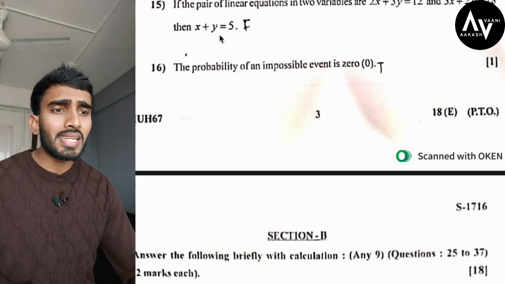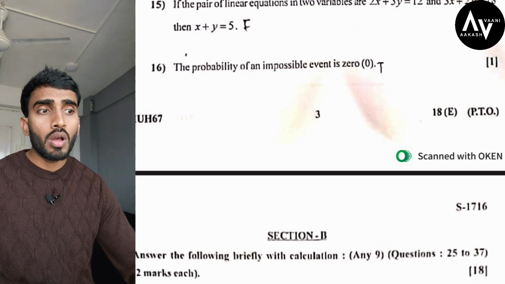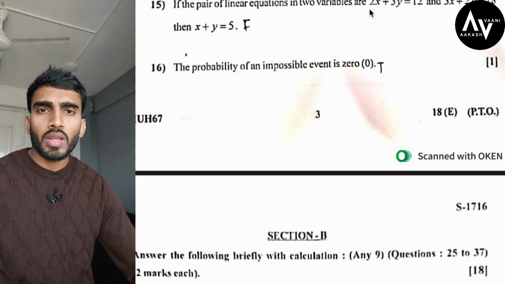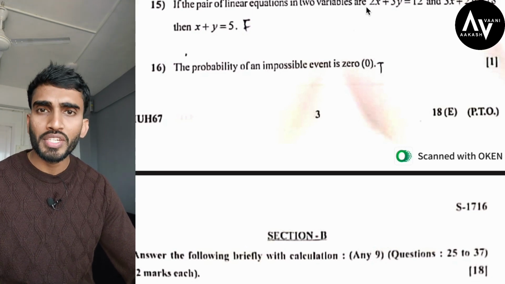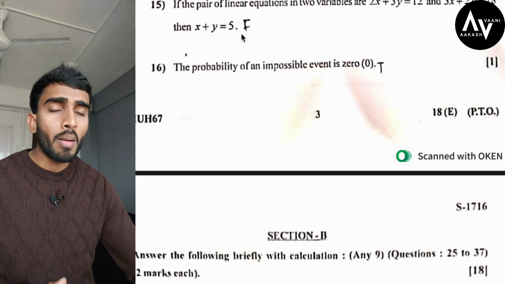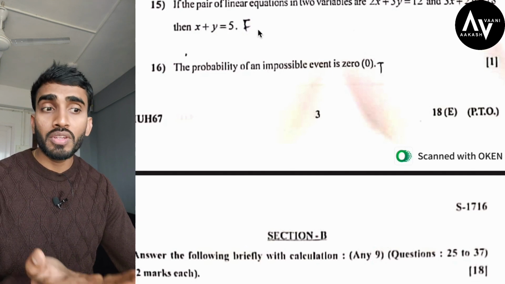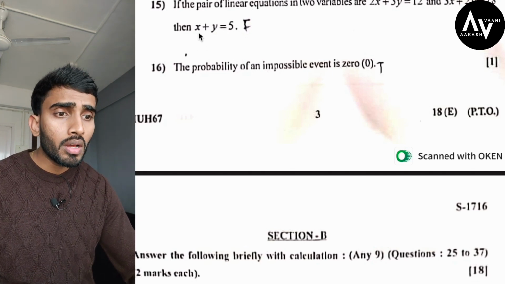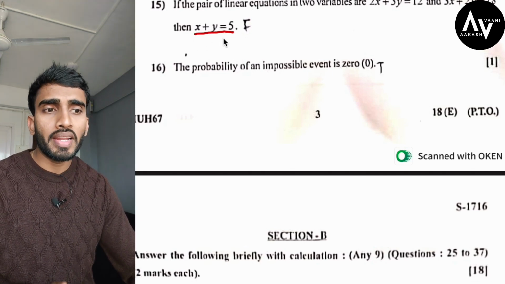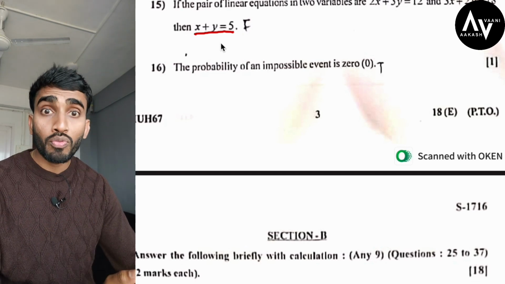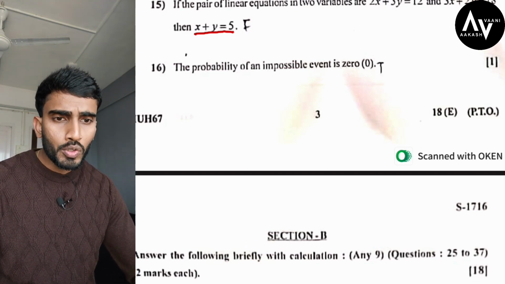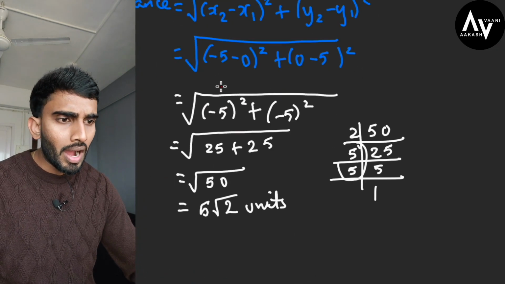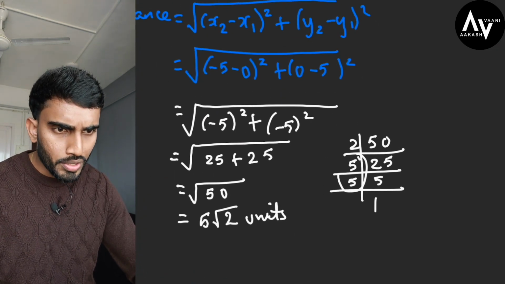So this is a kind of question where, in the textbook, two equations are given and we have solved it either by substitution method or elimination method or graphical method. But for a 1 mark objective question like this, you need to find x plus y, whether it is equal to 5 or not. So we will just add these two equations. Let me show you the solution of how to do this question.